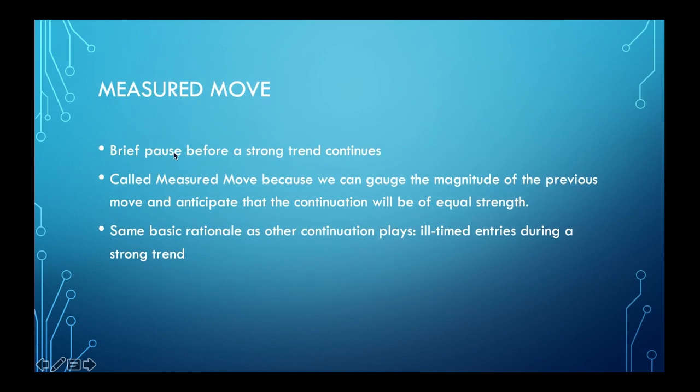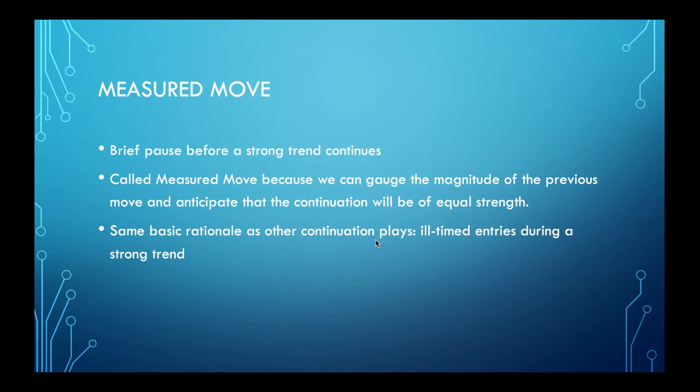It's like a brief pause before a strong trend continues. It's called a measured move because we gauge the magnitude of the previous move and anticipate that the continuation will be of equal strength. Same basic rationale as the other continuation plays. Ill-timed entries during a strong trend. Notice, trend. Trend is your friend. We keep coming back to that, right?